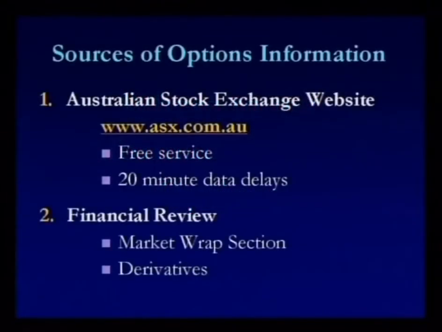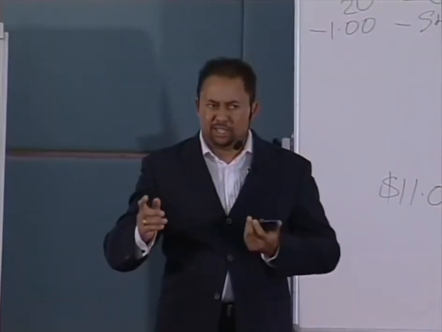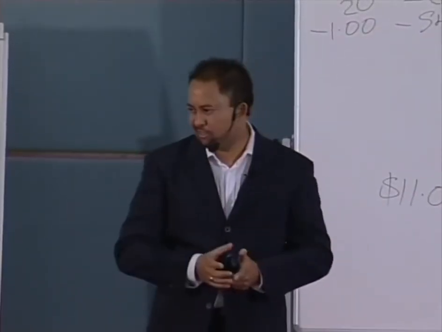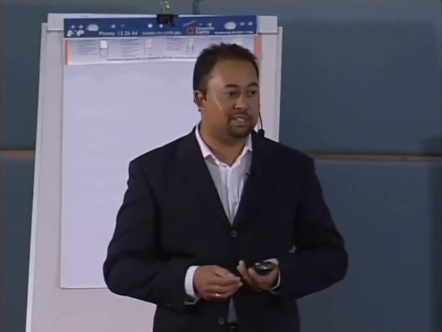Sources of options information. Firstly, the Australian Stock Exchange website, www.asx.com.au. That's a great, useful tool. It's a free service. Do we all use the internet? If not, here's your chance. The only problem with the ASX website is the 20-minute delay. In other words, the information is 20 minutes out of date.